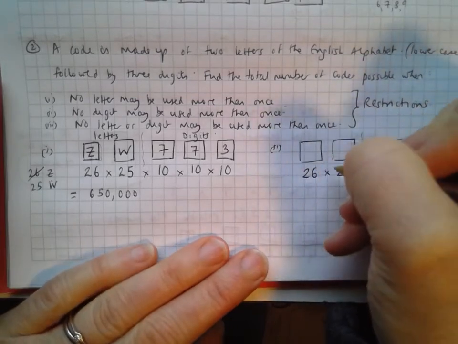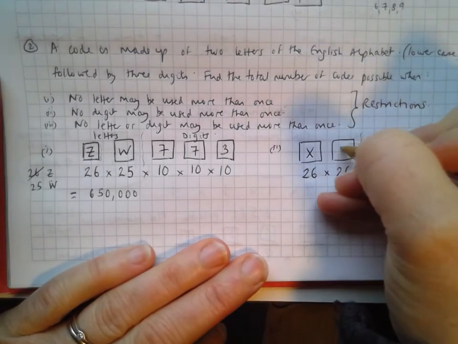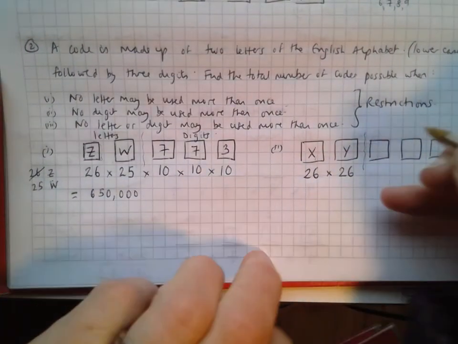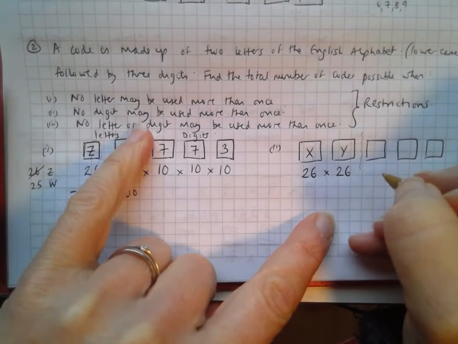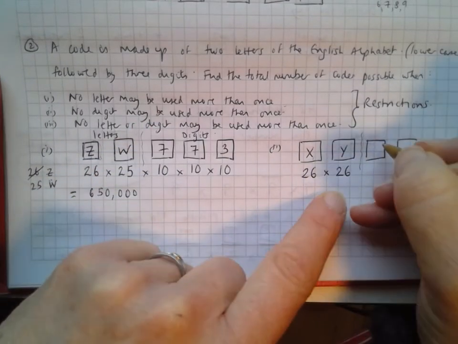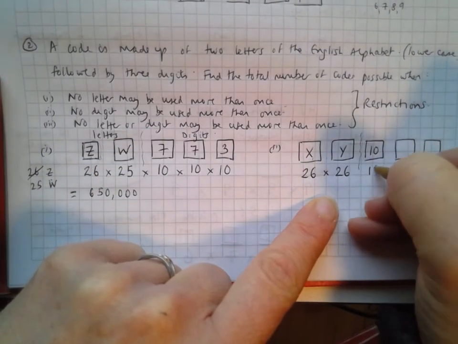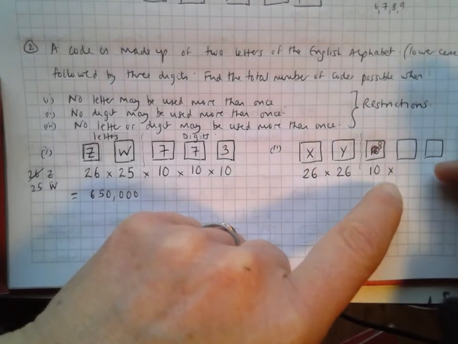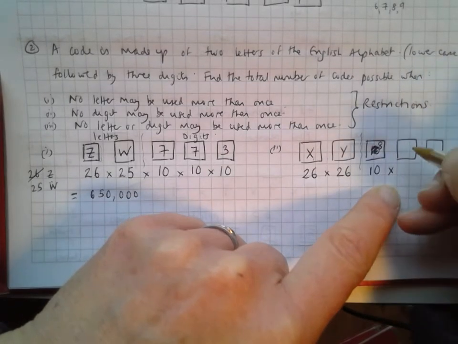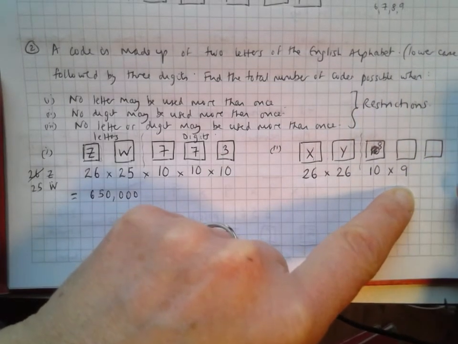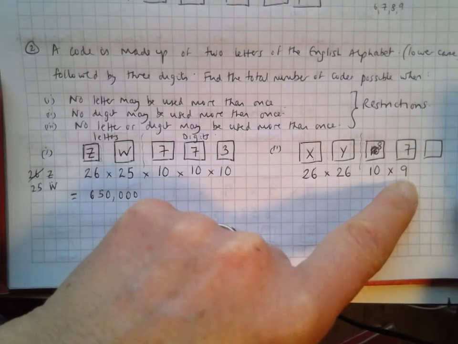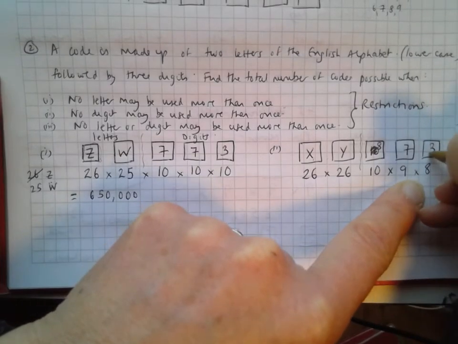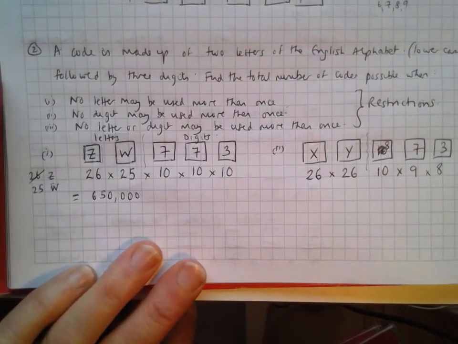I can still use the same 26 letters. So let's do something different this time. Let's do X and Y are the 2 letters I chose, but I could repeat. I could have XX. And then my digits, no digit may be used more than once. So I've got a choice of 10 digits for the first space. Let's say 8 goes there. I've used 8, so I've only got 9 left. 9 digits for the second. I've used, let's say it's 7, so now I've got 8 left. And say I choose 3. Okay, so 26 by 26 by 10 by 9 by 8.